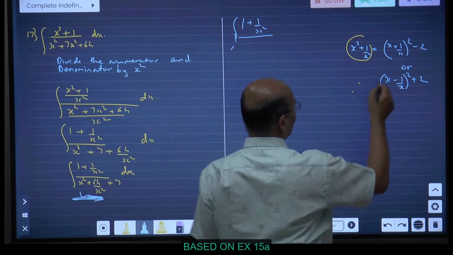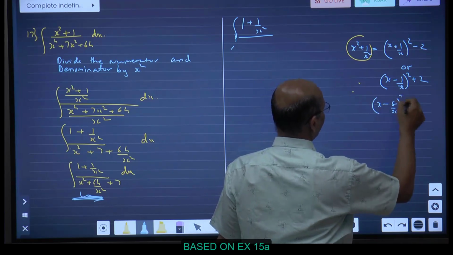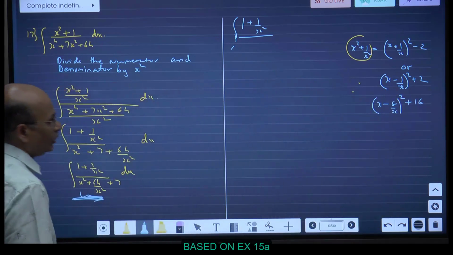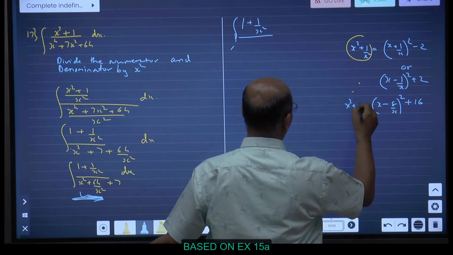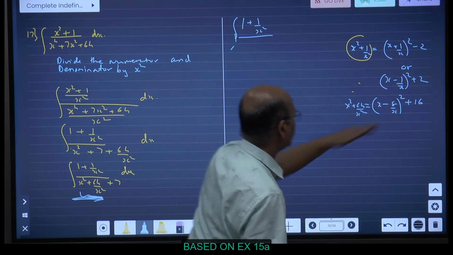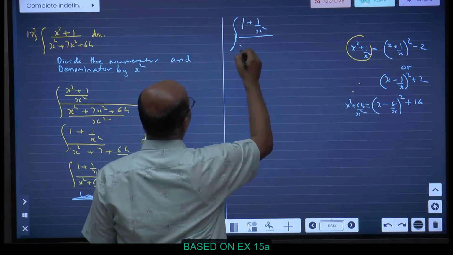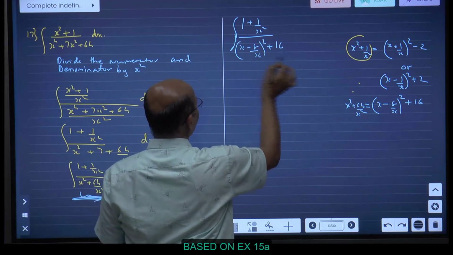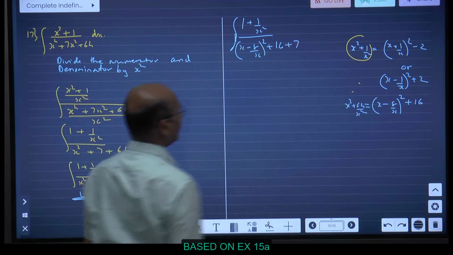If I apply the formula, this will become x minus 8 upon x whole square minus 16, so it will become plus 16. Because this will eventually be x square plus 64 upon x square. I hope you got this point clear. I am applying one of those formulas, but as above is my plus, I use the minus formula. So this is x minus 8 upon x whole square plus 16, because this will give me only these two terms. The plus 7 is left out, so I write 7.